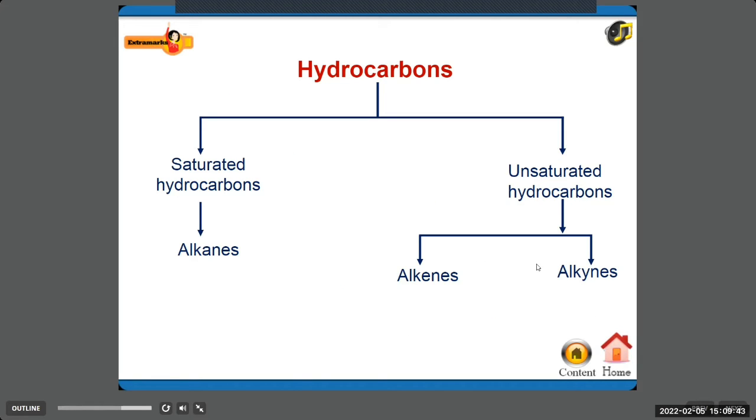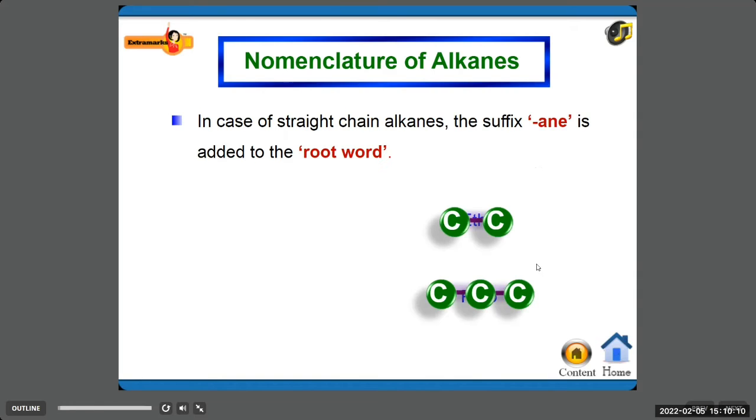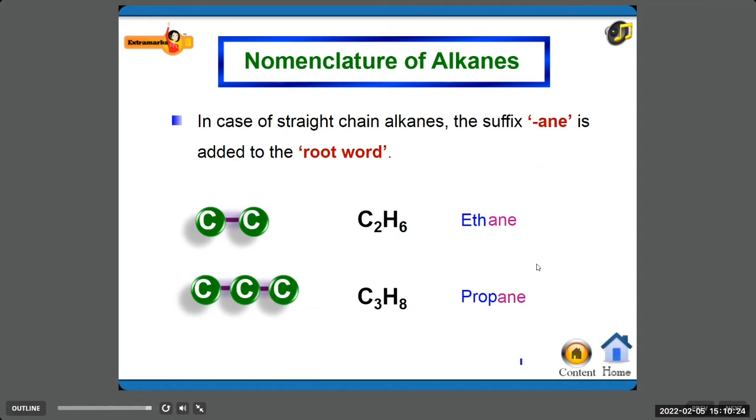Hydrocarbons are the organic compounds which contain carbon and hydrogen atoms only. They may further be classified into 2 classes: saturated and unsaturated hydrocarbons. Alkanes are saturated hydrocarbons. Alkenes and alkynes are the unsaturated hydrocarbons. Following are the structures of alkane, alkene, and alkyne. Now we will learn about the IUPAC nomenclature of alkanes. In case of straight chain alkanes, the suffix -ane is added to the root word. Following illustration shows the IUPAC names of some of the alkanes.